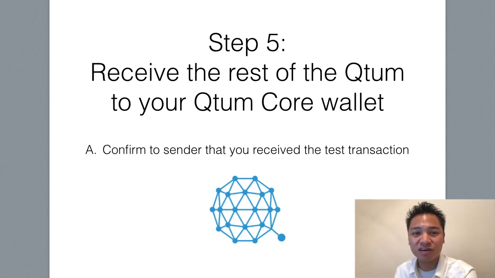So that means we're going to move on to step number 5 here, which is to receive the rest of the Qtum to the Qtum Core wallet. And part A here is to confirm to the sender that you received the test transaction. So if you're sending your Qtum address to another person so that you could receive Qtum, you're going to want to tell them that you received the test transaction. And you can email them, or you could send them a private message saying that you received the test transaction so that they could send you the full amount now.